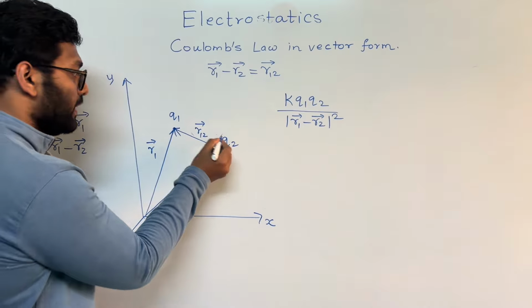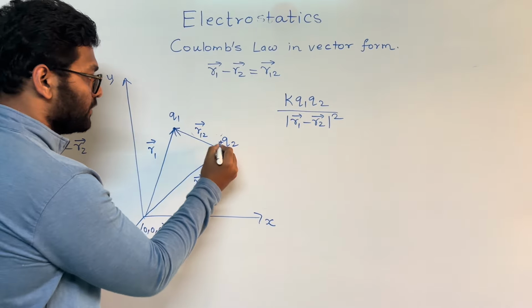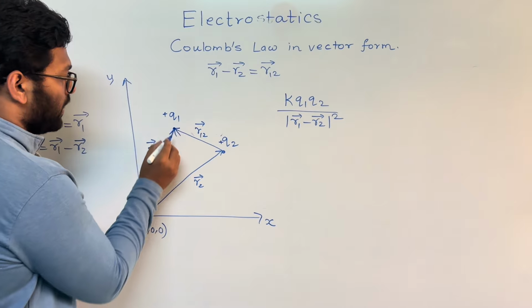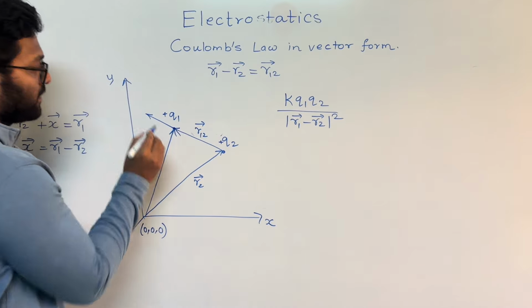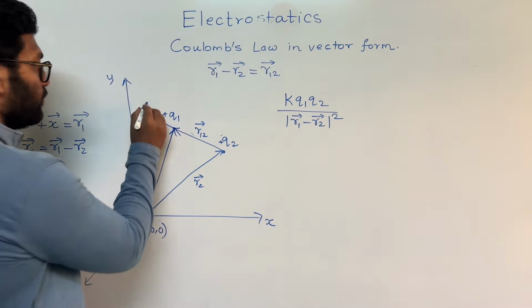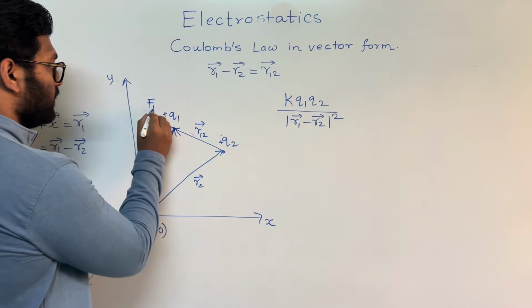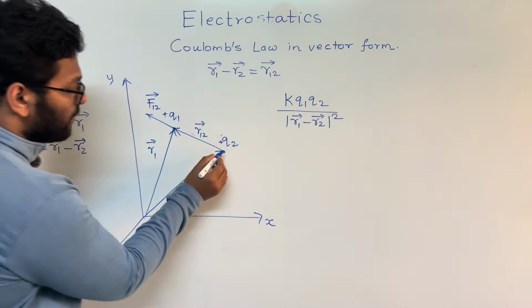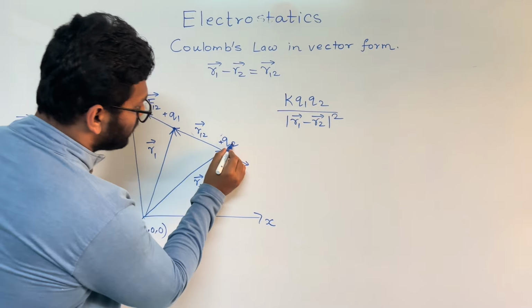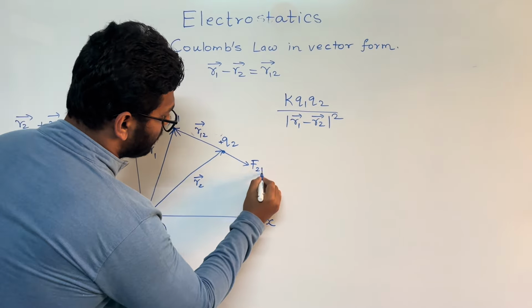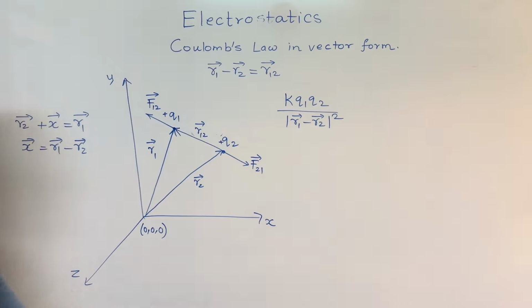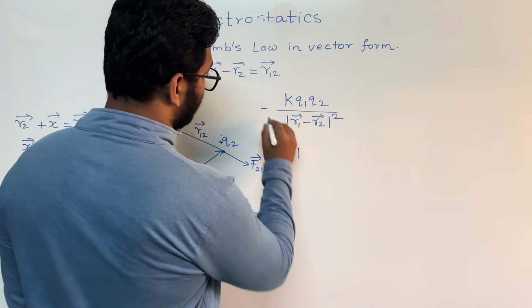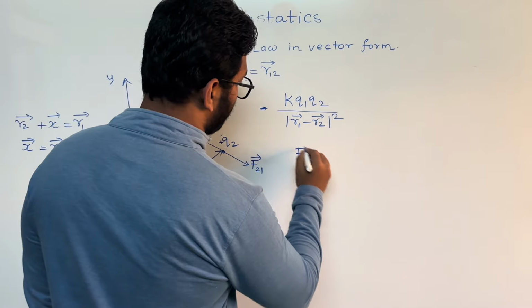Now the force, if both of them are positive, let's say this is positive, then the force due to the second charge on the first charge will be in this direction, right? That is the force on the first charge due to the second charge, F12 bar. Now in a similar way you can write the force on the second one due to the first one as F21 bar.